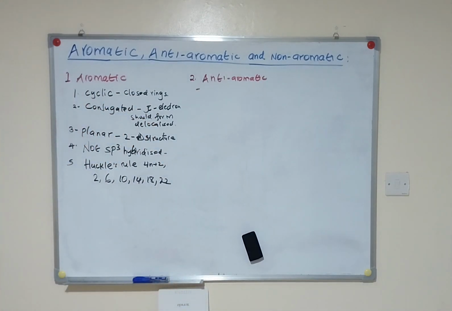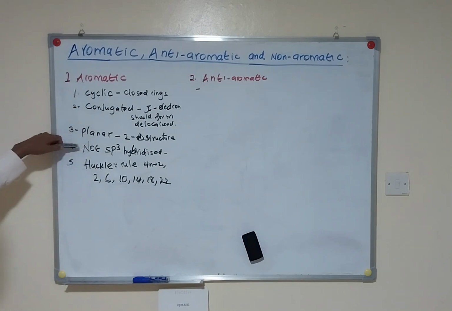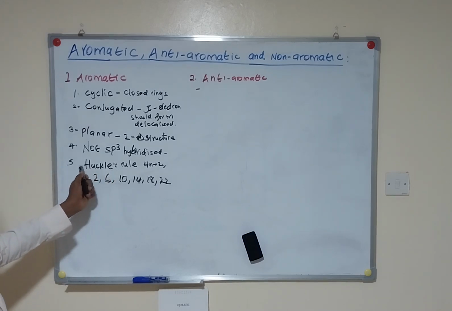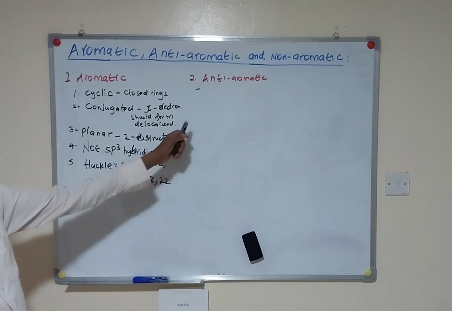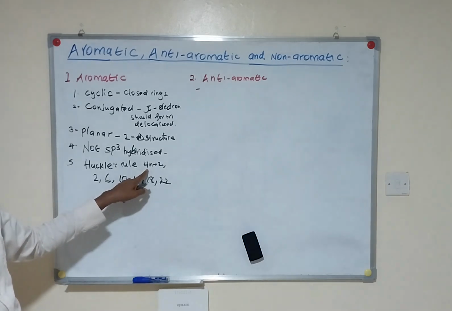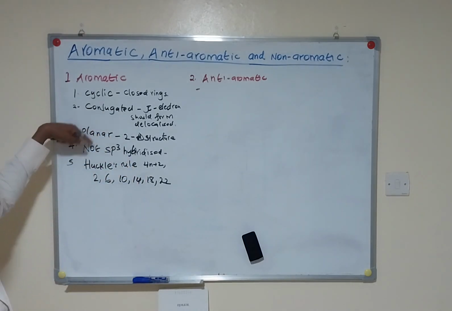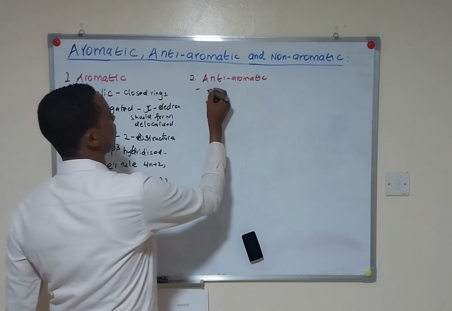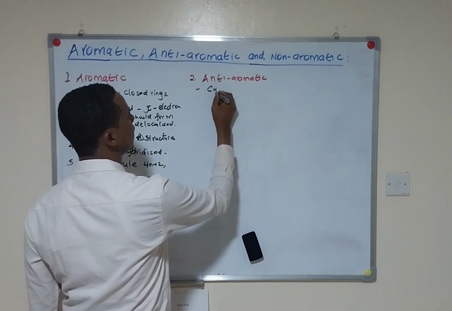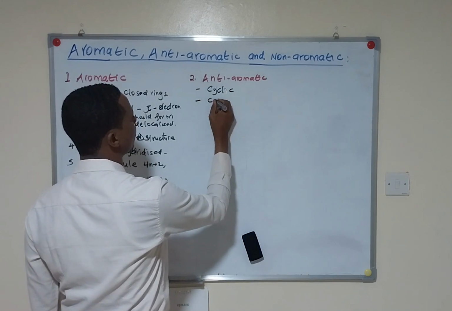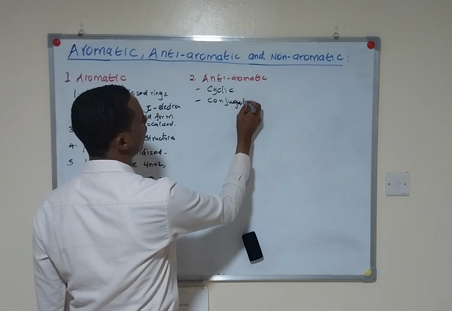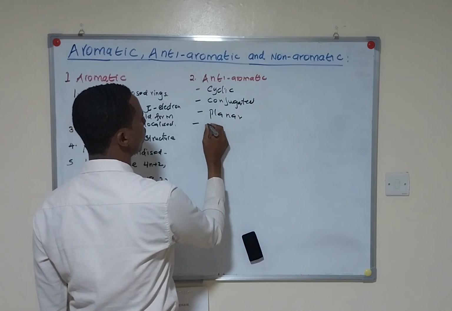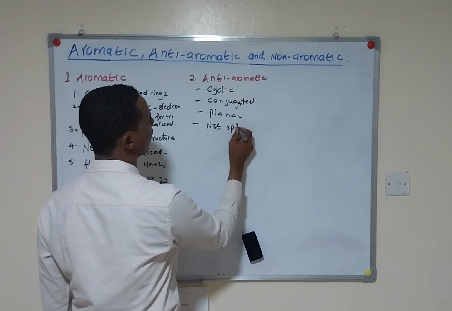For anti-aromatic compounds, the conditions are similar; the difference is the rule. Where the aromatic compound has 4n plus 2, the anti-aromatic compound has the 4n rule. The rest of the conditions are the same. The compound is cyclic, must be conjugated, must be planar, and should not be sp3 hybridized.